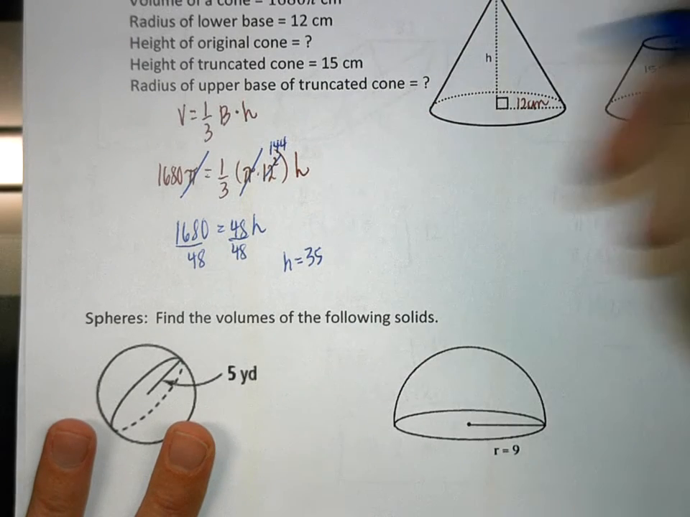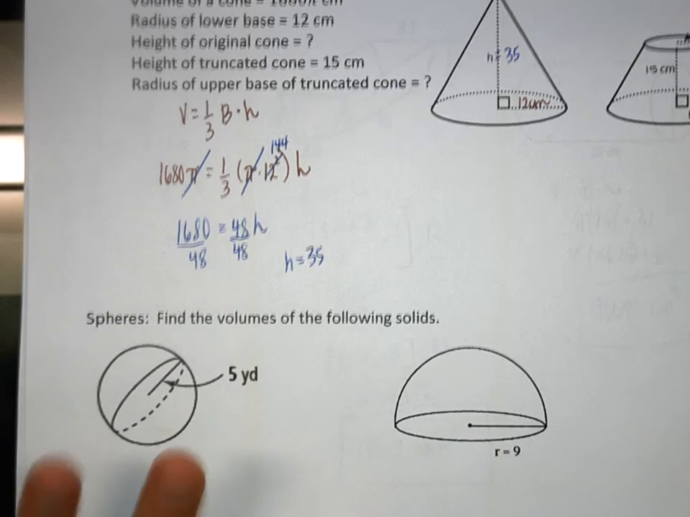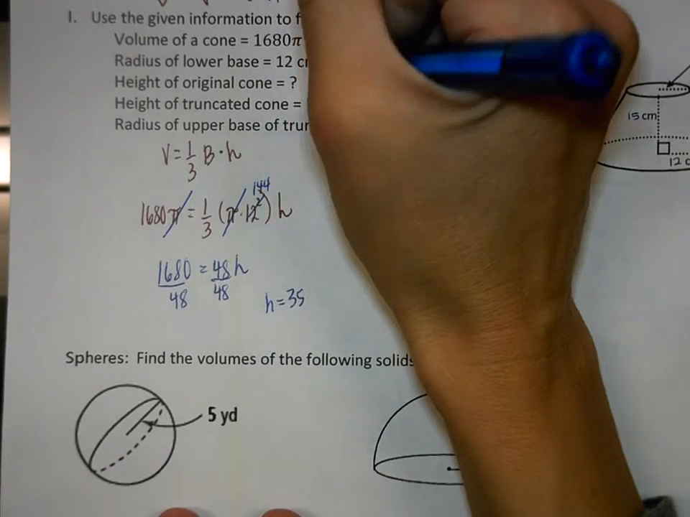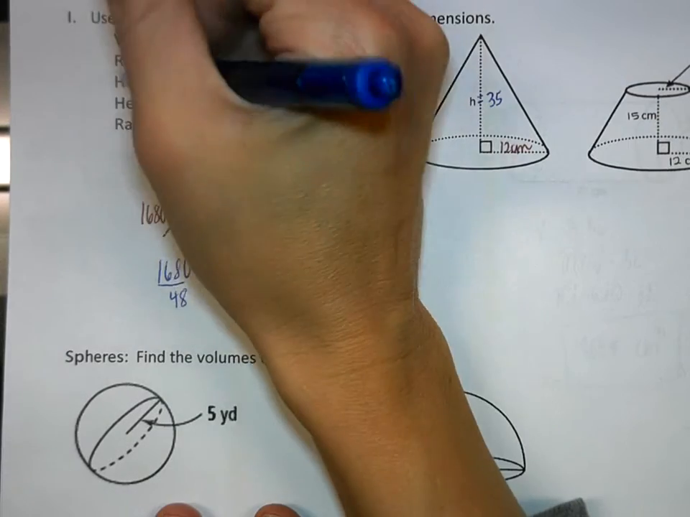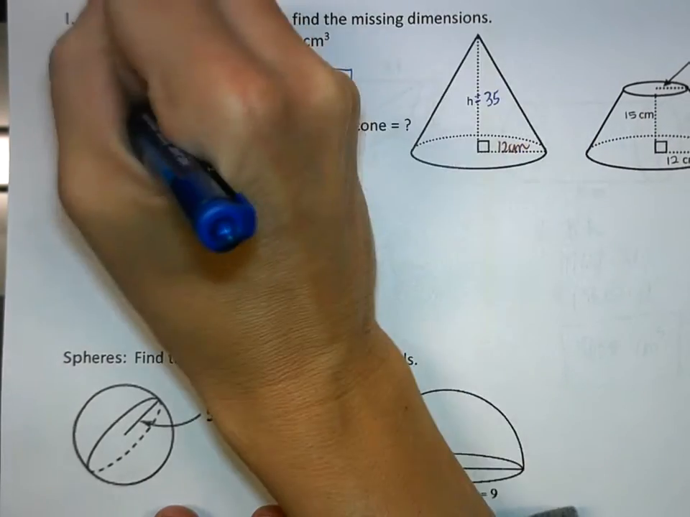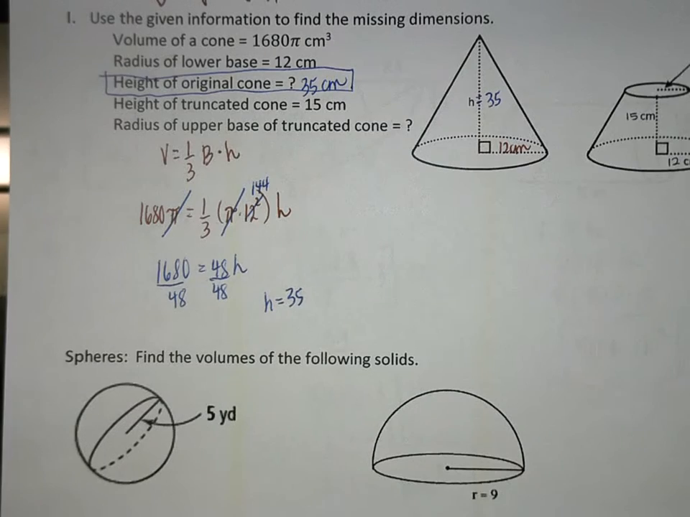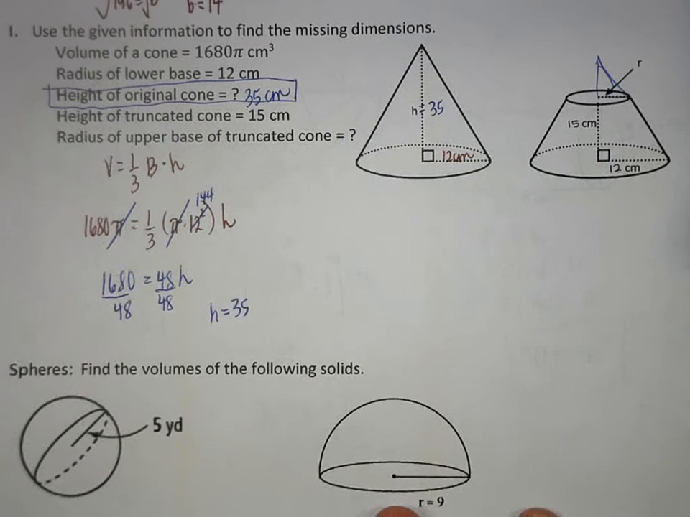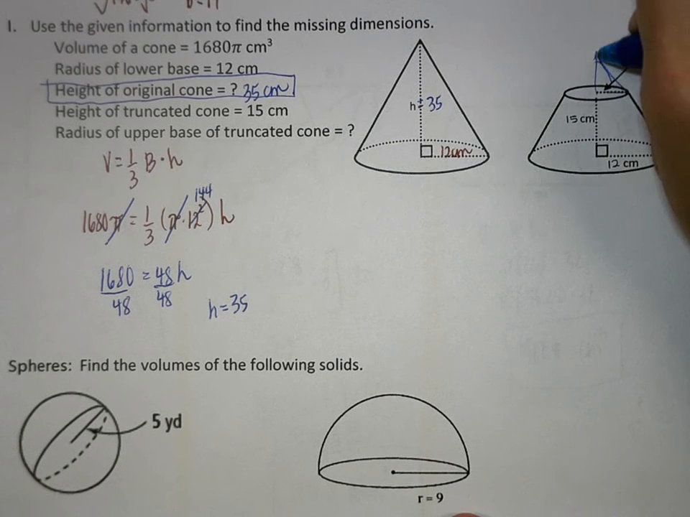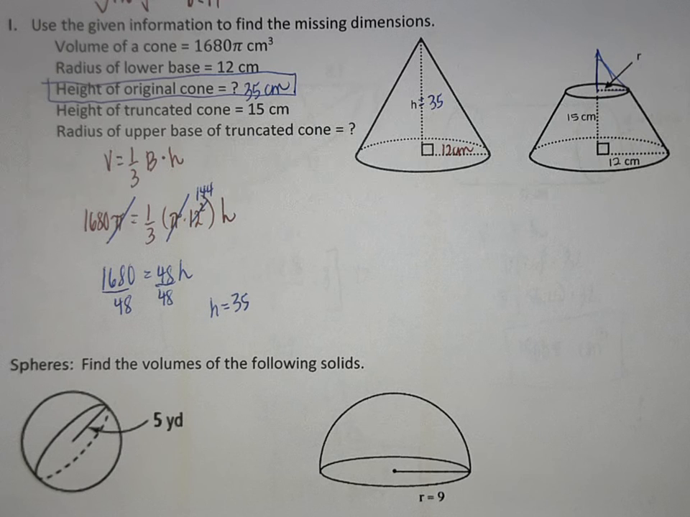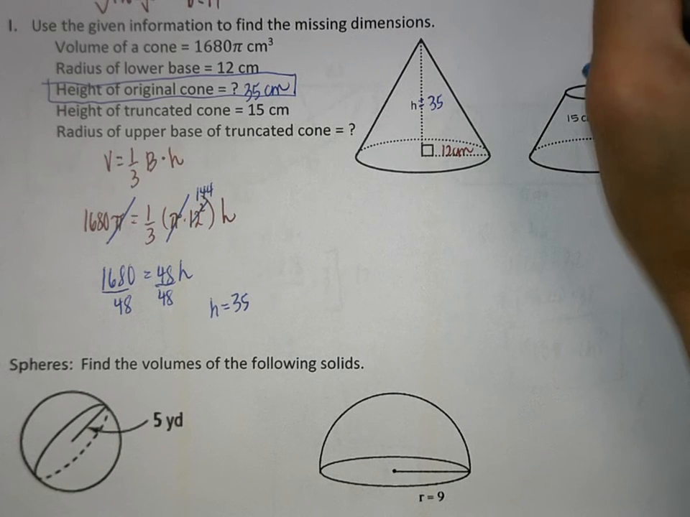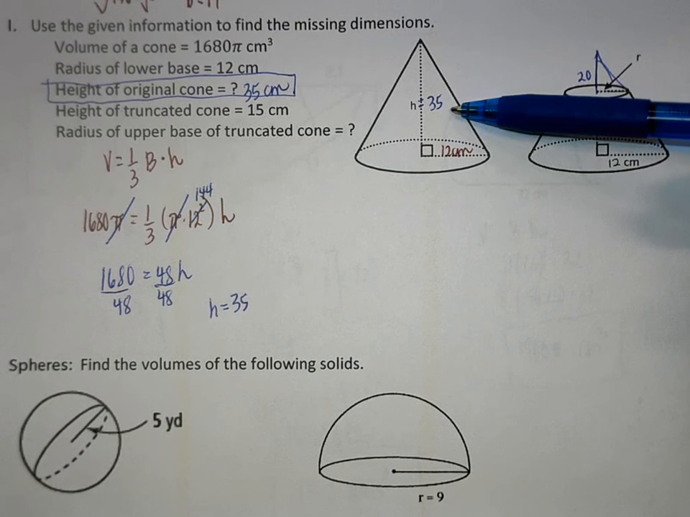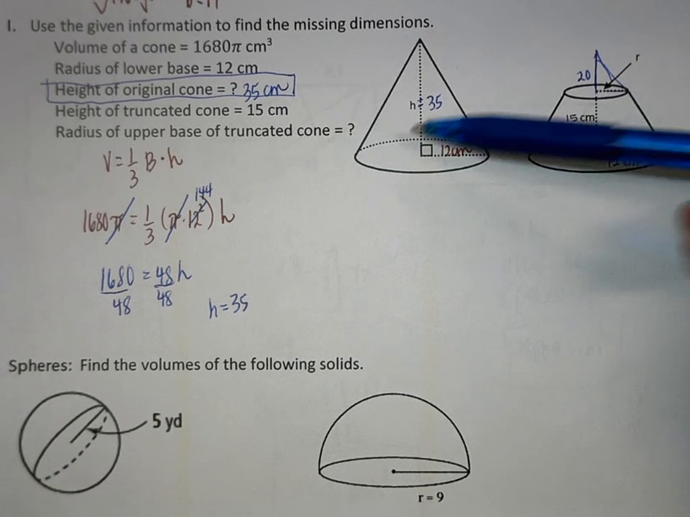So now I know that this height right here is 35. We can also write here that the height of the original cone is 35 centimeters. That was one of the questions they asked. Now we're trying to find the radius over here. I'm going to draw the rest of the cone in. Do we know what the height is on this one? 20. Very good. How did you get 20? The big one was 35. We subtracted out the truncated part that we know, 35 minus 15, so this height is 20.